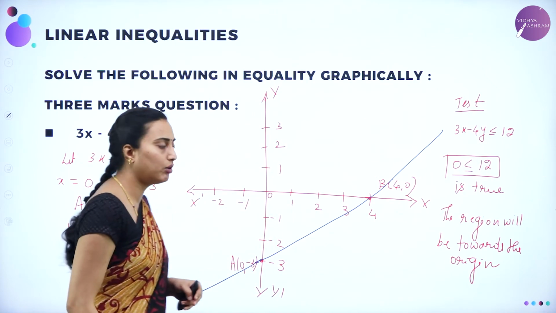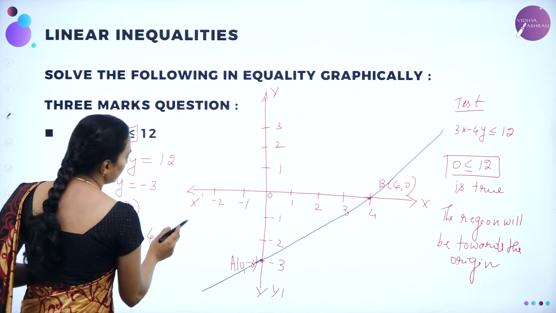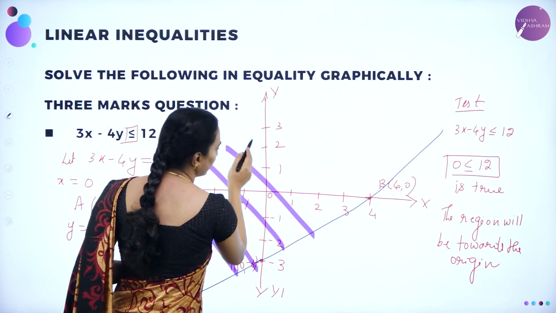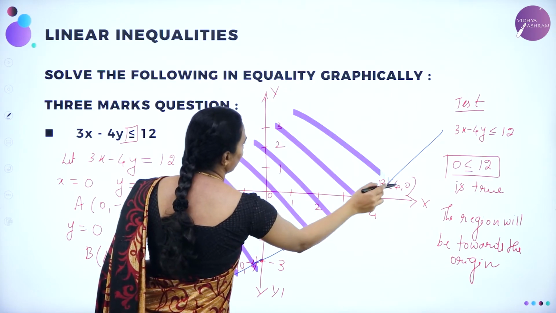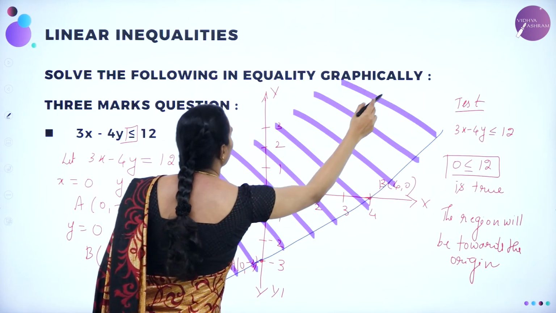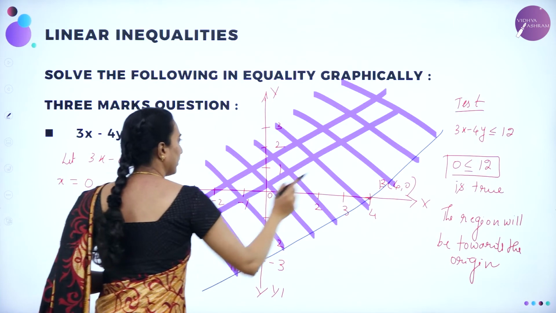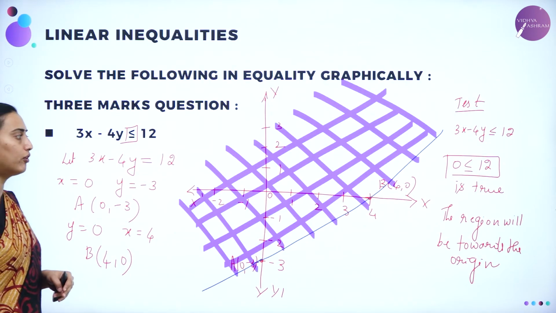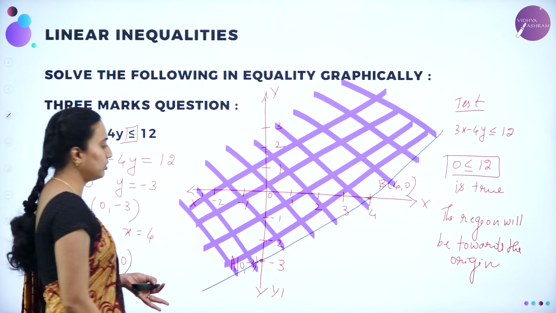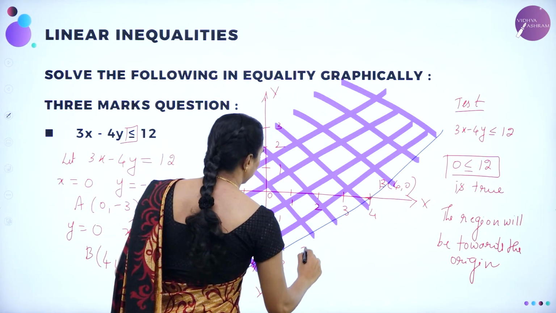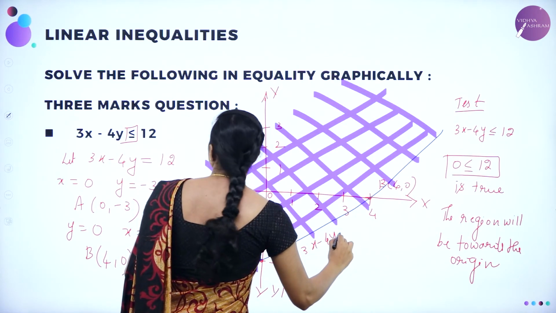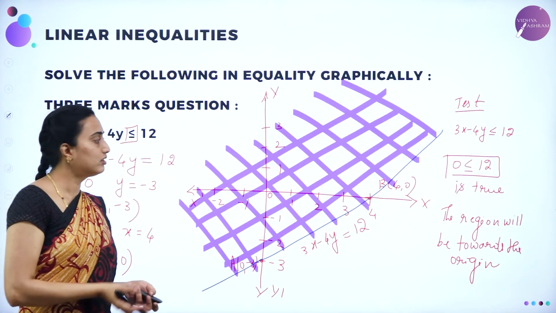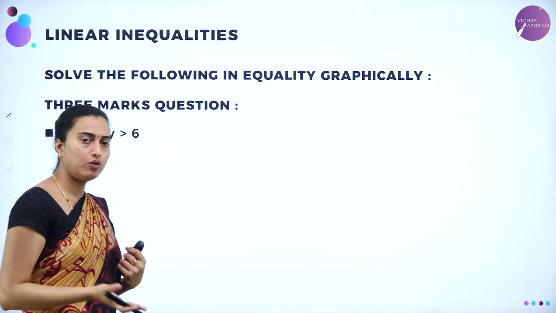Let me draw the region now towards the origin. This is away, this is towards. This is what you are going to get towards the origin. And dear students, don't forget to write the line there. So what is the line you are going to have? Line is nothing but 3x minus 4y is equal to 12. This is the line we have. Understood? This is how the graph will go. Okay, we'll move on to the next question, dears.